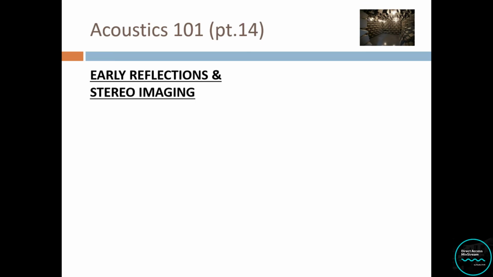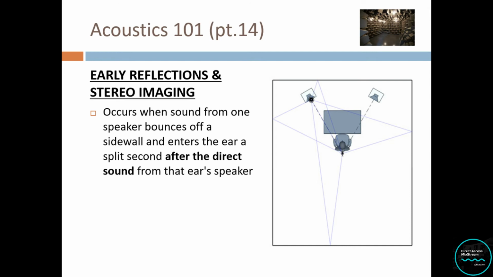Okay, let's move on. After comb filtering, let's talk about early reflections and your stereo imaging. Early reflections occur when the sound from one speaker bounces off the sidewall. For example here, you bounce off the sidewall and then a few milliseconds after that, it enters the ear. So is that good or bad? That's bad, right? Because instead of traveling straight from your speaker to your ears so that you hear it accurately, it is now bouncing around the wall and giving you those issues. It will result in some comb filtering. It also results in a smearing of the stereo image, and that's also very, very important as well.